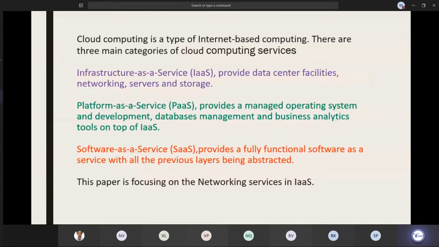There are three main categories of cloud computing services: infrastructure as a service, platform as a service, and software as a service. This paper is focusing on networking service in IaaS. Infrastructure as a service provides data center facilities, networking, servers, and storage.